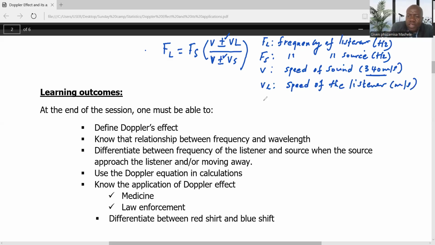Then you also have Vs. This is also the speed of the source. The speed of the source. So now I want you guys to listen to me very well.